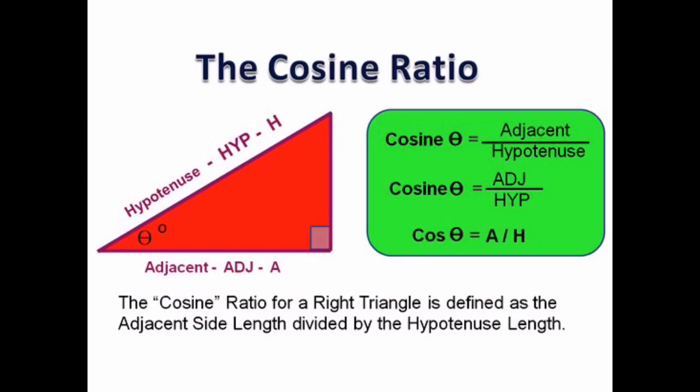When working on the cosine, you're still going to use the hypotenuse, but you're going to use the adjacent over the hypotenuse. So as you can see here, the cosine is the adjacent over the hypotenuse. So from this angle here, you would use the adjacent leg and the hypotenuse in order to use the cosine ratio.